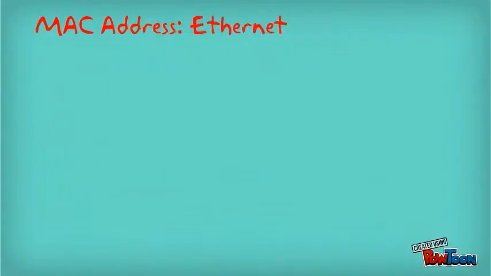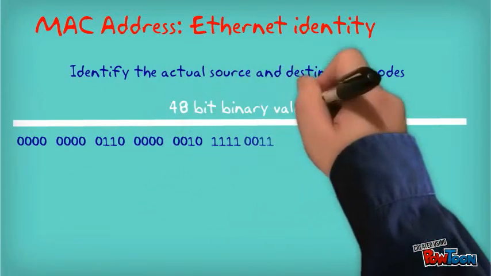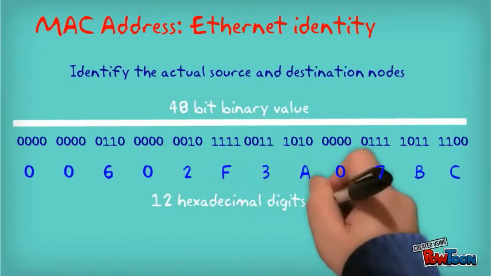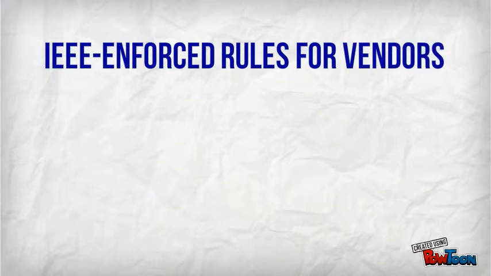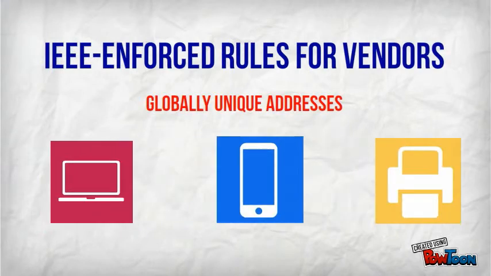MAC address, the Ethernet identity. The MAC address was created to identify the actual source and destination nodes within an Ethernet network. This is a 48-bit binary value, expressed as 12 hexadecimal digits. It is the result of IEEE enforced rules for vendors to ensure globally unique addresses for each Ethernet device.